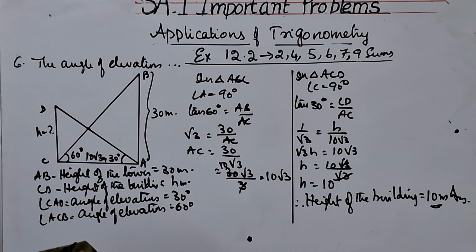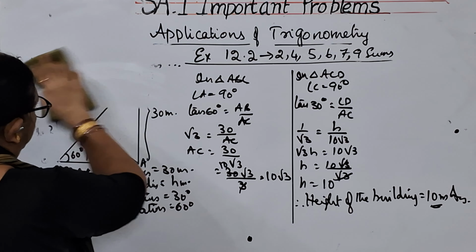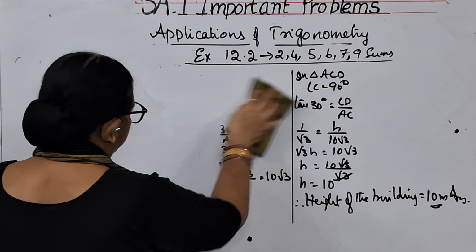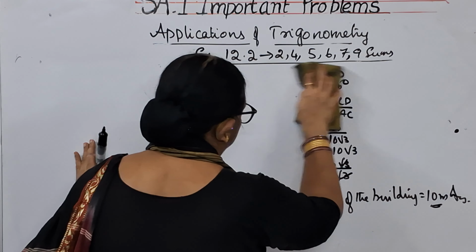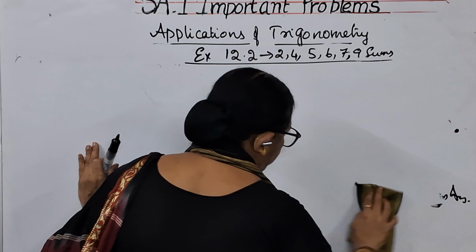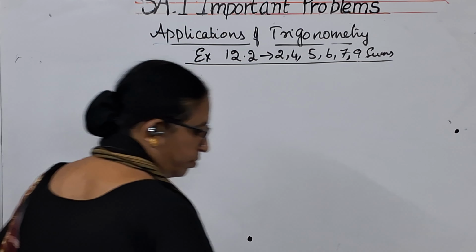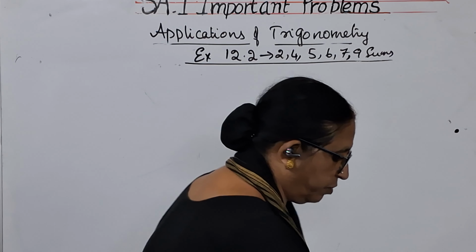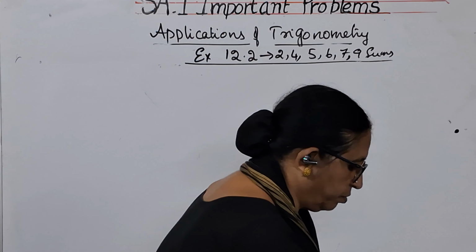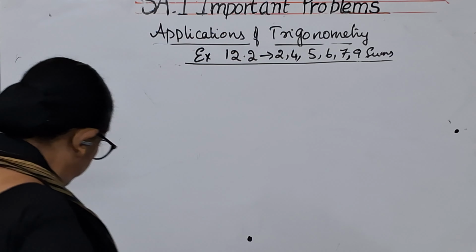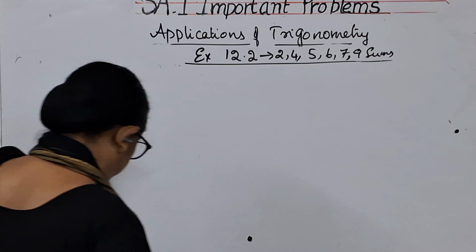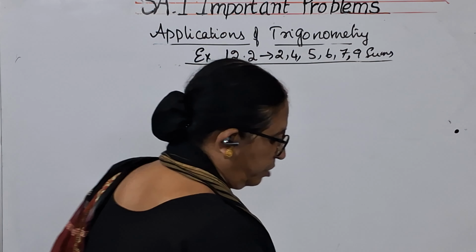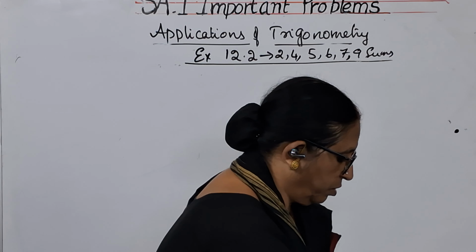Now, let me go to the 7th problem. After 4 we have 5. After 5, the sixth one I have done. Height of the building, that is 10 meters we have got. Now I will go to the 7th one.